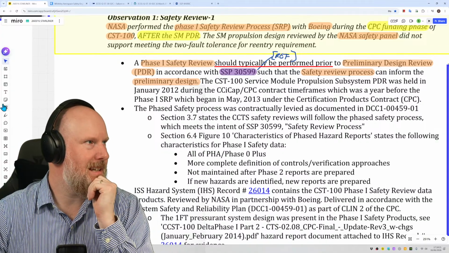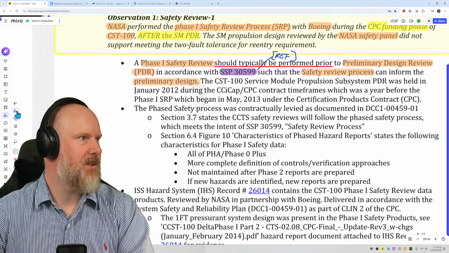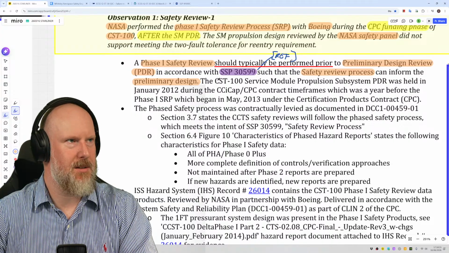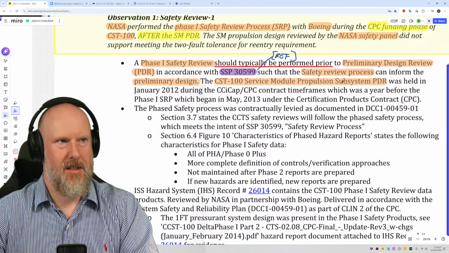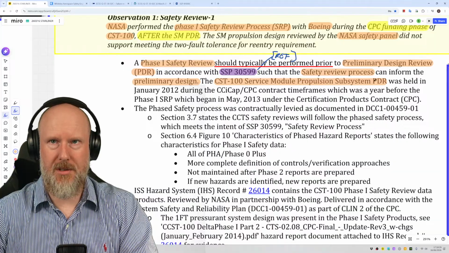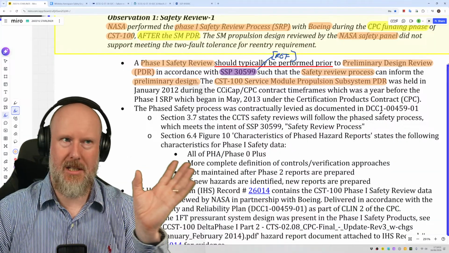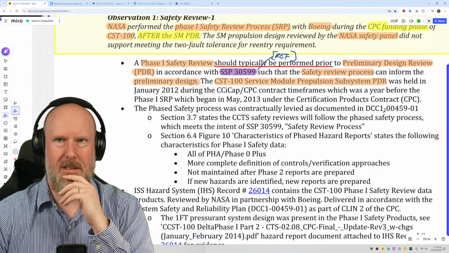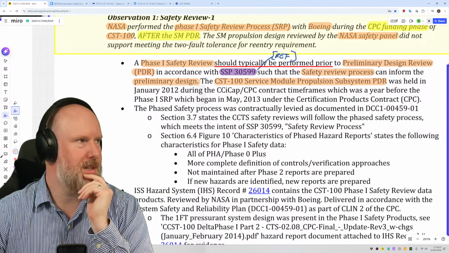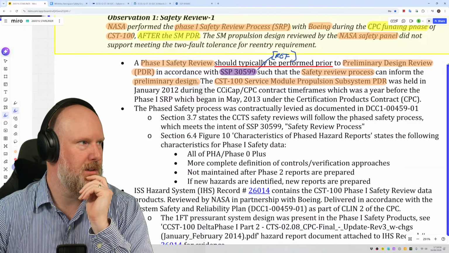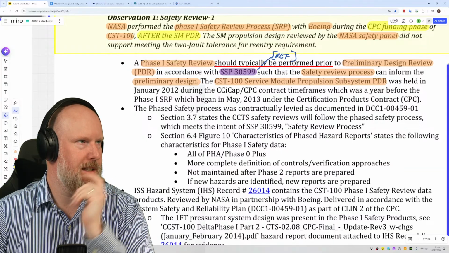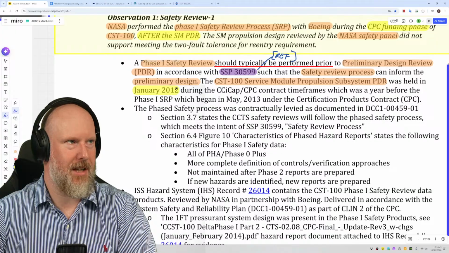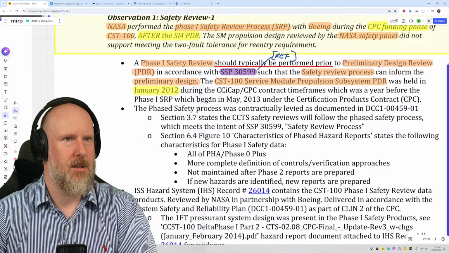Okay, so the CST-100 Service Module Propulsion System PDR. So this is the Service Module Propulsion System PDR. There are many other PDRs going on, I'm sure. There are many of them, and they all need to work together in lockstep almost. It was held in January 2012. So this is very, very early in the program compared to when the event occurred, over 10 years before.